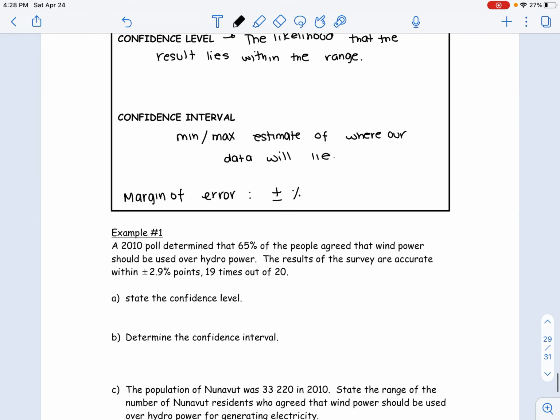So margin of error. The first thing we have to do is look within our results. We want to read the question and look for the confidence level, which will usually be stated very clearly. A 2010 poll determined that 65% of the people agreed that wind power should be used over hydropower. The result of the survey was accurate within plus minus 2.9%. This right here is your margin of error.